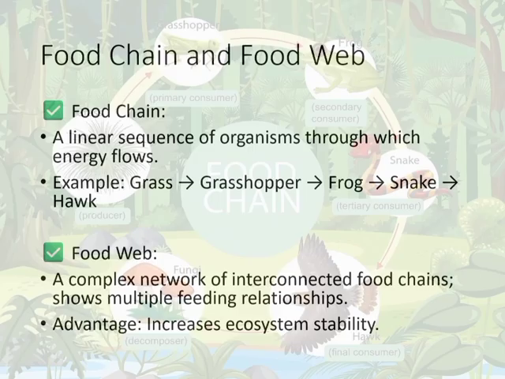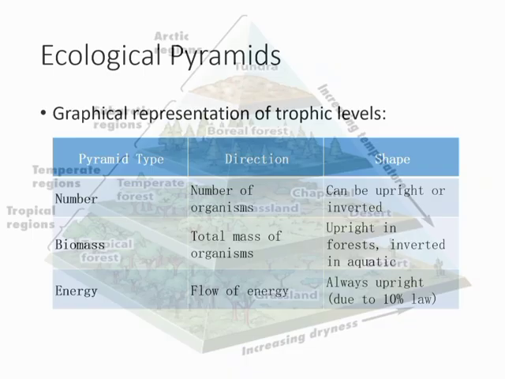Food chain and food web. A food chain is a linear flow of energy, like grass to grasshopper to frog to snake to hawk. A food web is a complex network of interrelated food chains, offering greater ecosystem stability. Ecological pyramids are graphical representations of energy, biomass, or number at various trophic levels. These pyramids visually represent the loss of energy and organisms at each level.